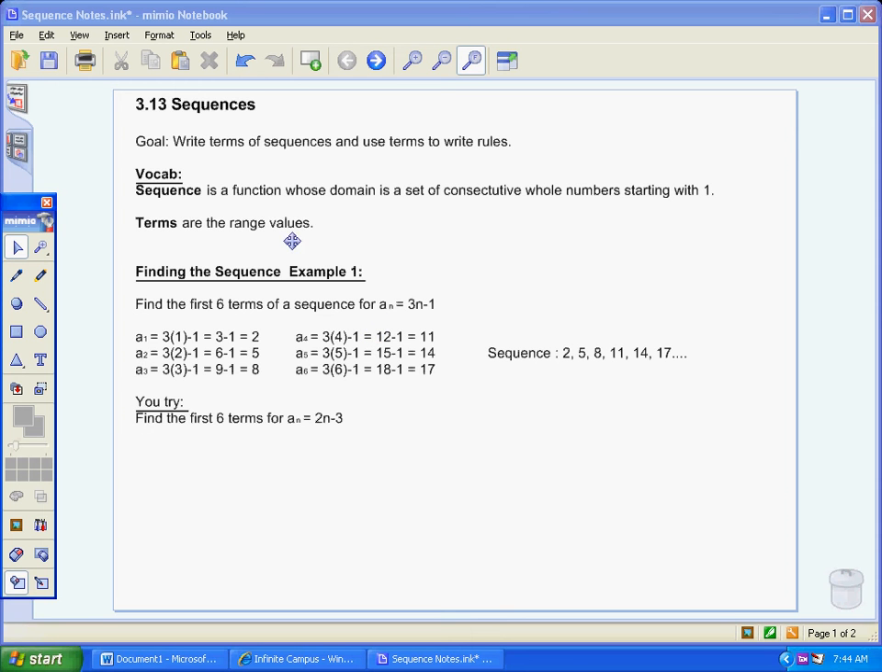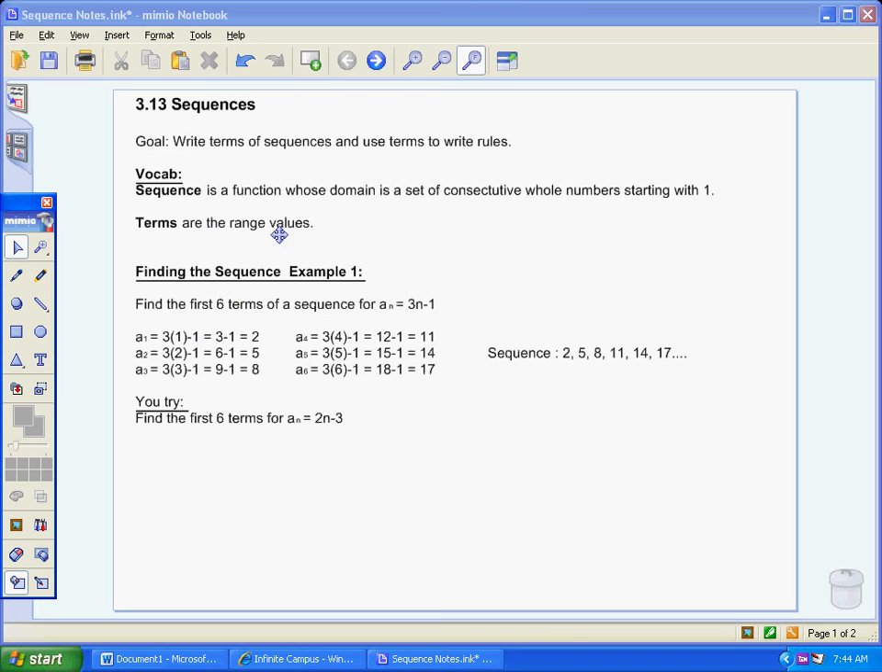Today we're going to focus on sequences. Sequences are just like functions. The only thing is our domain value starts with 1. So rather than doing a t-table with -1, 0, and 1, we're always going to start with 1 and go on to whatever number of terms they would like us to do.